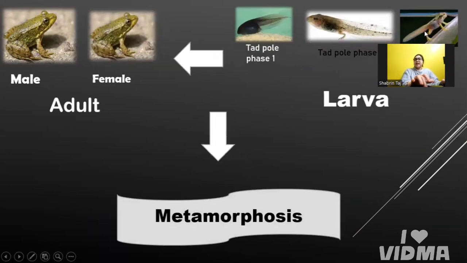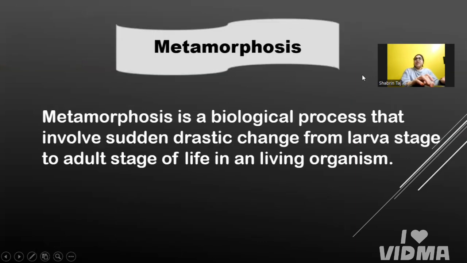In the final stage of the larva, that is the froglet phase, it has a long tail and four limbs, that is two hind and two forelimbs. But when you observe the adult frog, there is no tail at all, right? The body structure is well developed with very well developed hind limbs and balancing forelimbs. This adult is entirely different from the froglet phase, the larval phase. This sudden drastic change from the larval stage to the adult stage in a living organism is called metamorphosis.